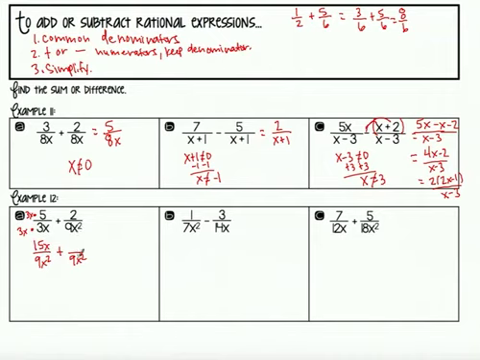This one was already 9x squared on the bottom, so the 2 is going to stay. And then I would just add straight across. So 15x plus 2 over 9x squared. My only excluded value would be x cannot equal 0.